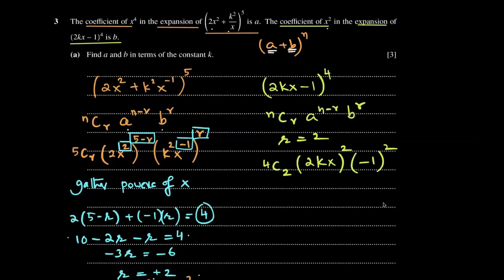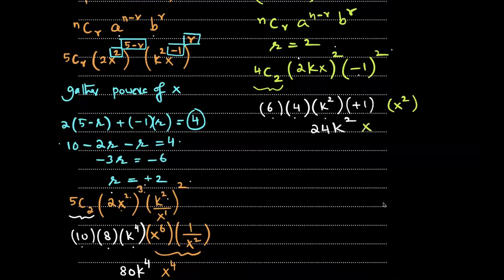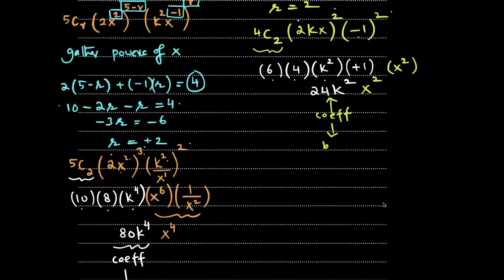So now we know that 4C2 is how much? 4C2 is coming out to be 6. 2 raised to power of 2 is 4. And k raised to power of 2, I'll write it on the side. And x is also raised to power of 2. So k raised to power of 2, let me write it first, and x raised to power of 2 is written on the side. And what about this? Minus 1 squared, that is plus 1. 6 into 4 is 24, 24k². This is the coefficient of x squared, and we are interested in this coefficient. So this is the coefficient that we are talking about, and we are calling it b. So we have a, we have b. This is the first part. Now let's move to the second part.